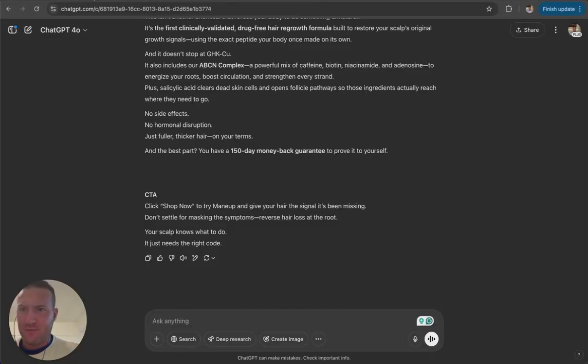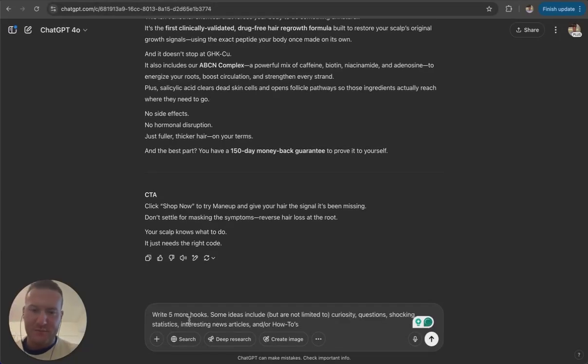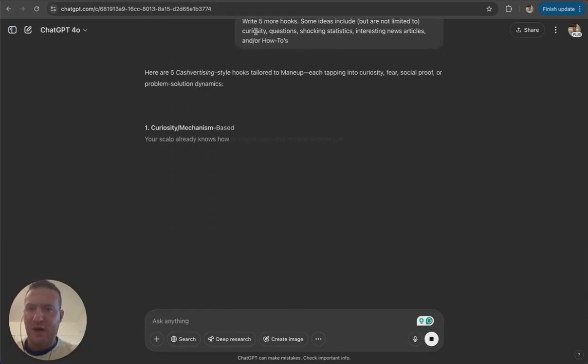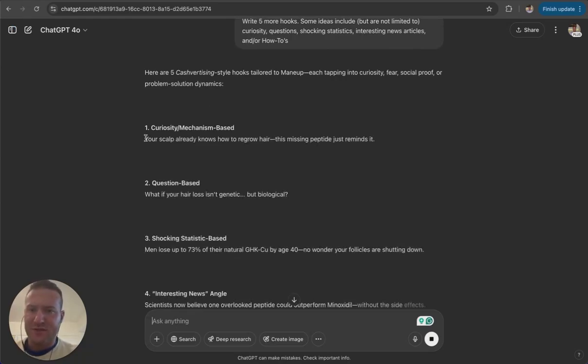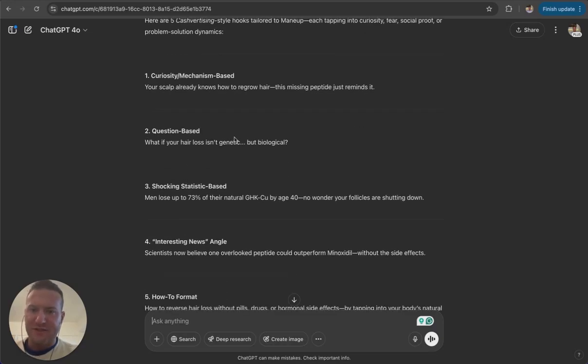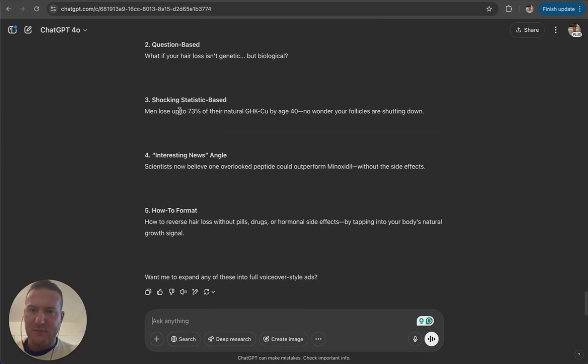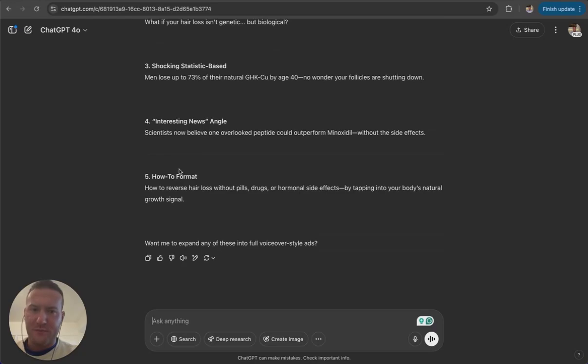So some things that I always like to do is I tell it to write more hooks. Write more hooks. You can use curiosity, questions. Your scalp already knows how to regrow hair. This missing peptide just reminds it. What if your hair loss isn't genetic but biological? Men lose up to 73% of their natural GHK-Cu by the age of 40. No wonder your hair follicles are shutting down. This is probably the best one. This is a good one. And I like this one.